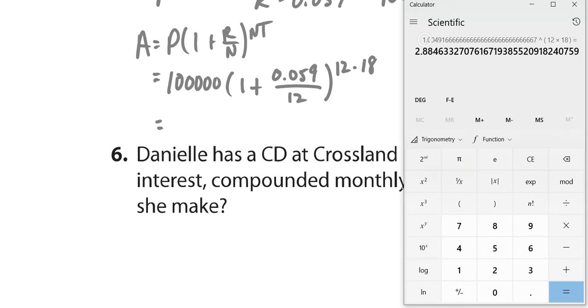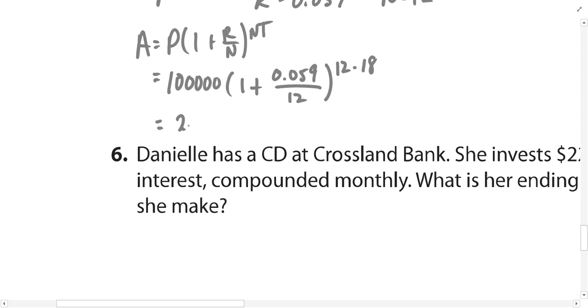And when I press enter, we have the inner parentheses raised to this power, and this growth factor needs to be multiplied by 100,000. So after 18 years' time, a long time to walk away, the $100,000 has turned into a $288,000 net result.